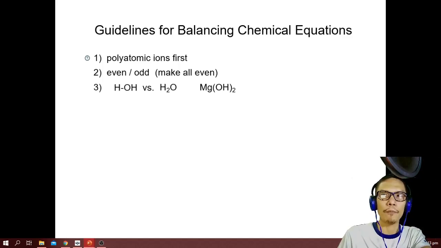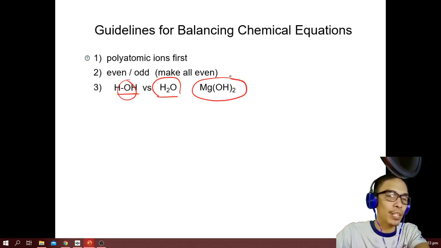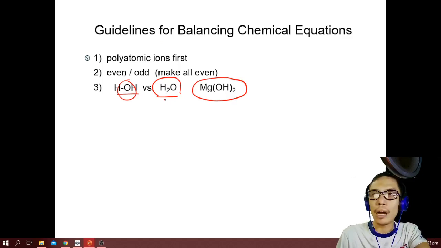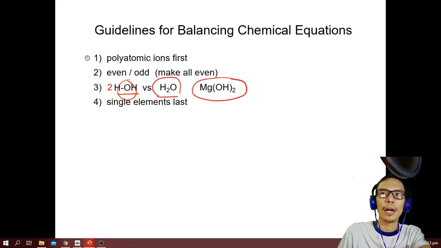Number 3 is OH. OH is somehow different from the formula of pure water. HOH is water, while OH is a hydroxide, like the one that you have right here, magnesium hydroxide. It has a completely different formula from water. All right, next one.